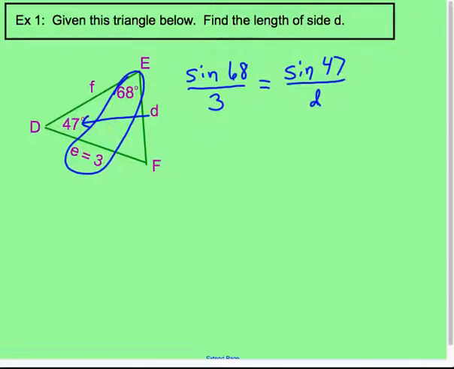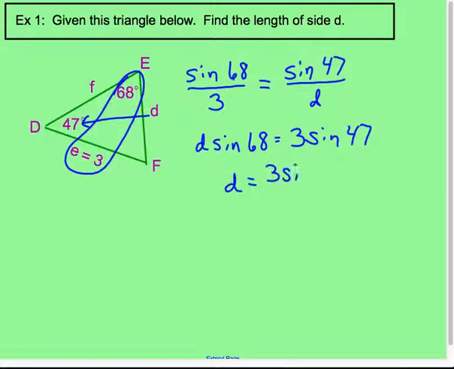So when my variable is in the denominator, I cross multiply to get it out of the denominator, and then divide both sides by the sine of 68. And D is about 2.366. Anytime you solve for a side length, I would like you to keep 3 decimal places.